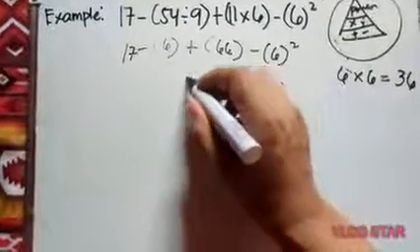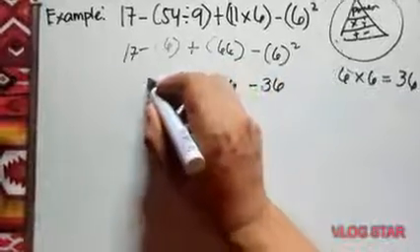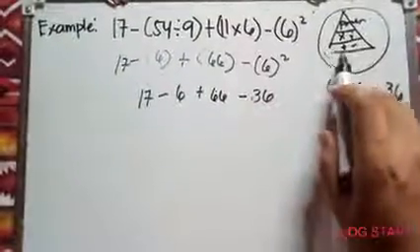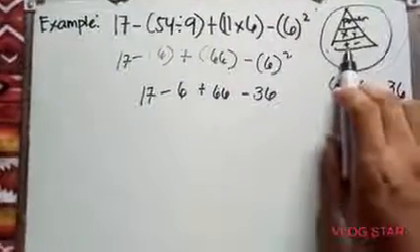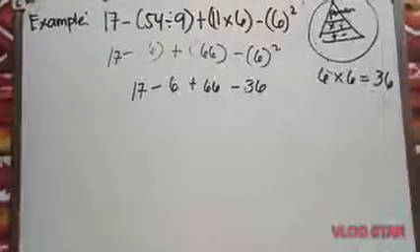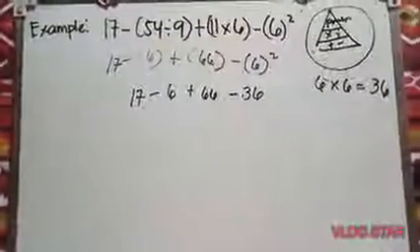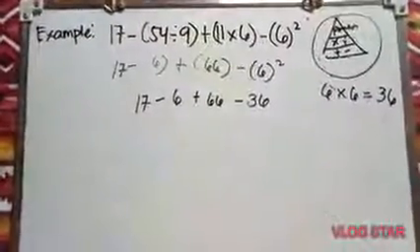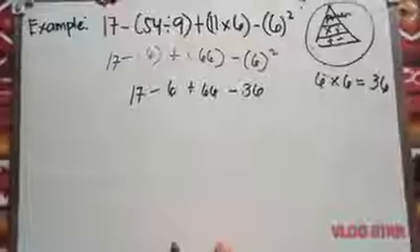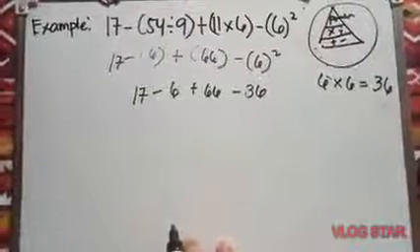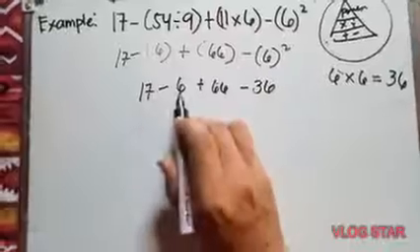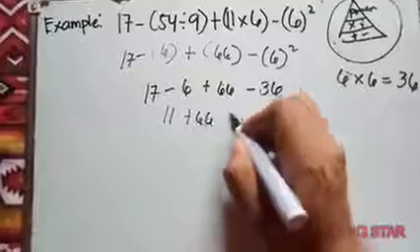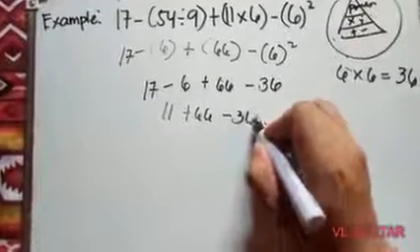66 plus 6, then minus 17. So now we are on the lowest level, which is addition and subtraction, and we say that addition and subtraction have the same level of priority. So since subtraction comes first, then we should subtract it first. So 17 minus 6, the answer is 11. Then copy 66 minus 36.